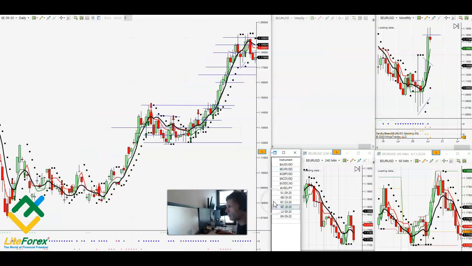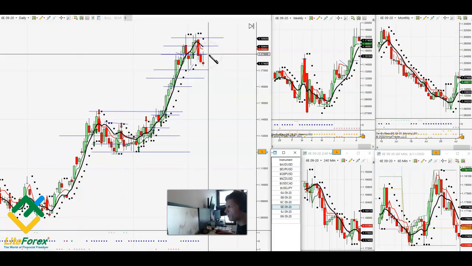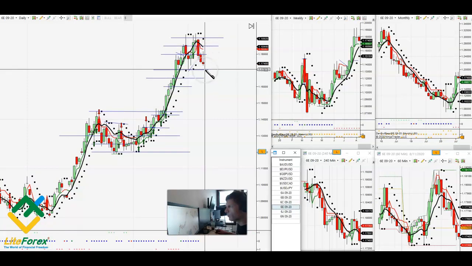If we look at the Euro futures, you can see a similar type scenario. We came up, we came down, resistance at 1.18, support at 1.17. Yeah, I see more downside on the Euro USD as well.